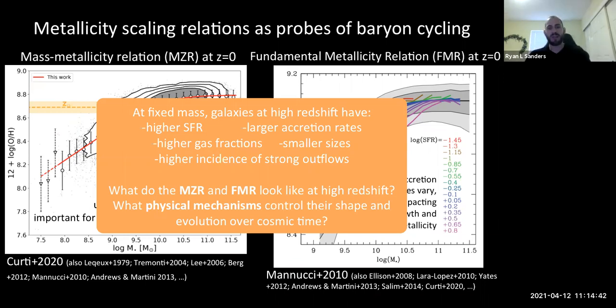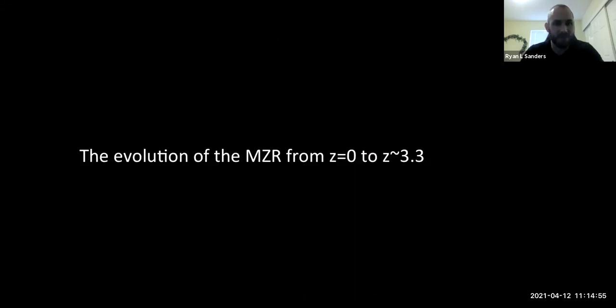And so big questions we'd like to answer are, what does the mass metallicity relation and the FMR look like at high redshift? And what physical mechanisms control their shape and evolution across cosmic time at multiple epochs? And so that's what I'm going to talk to you about today.